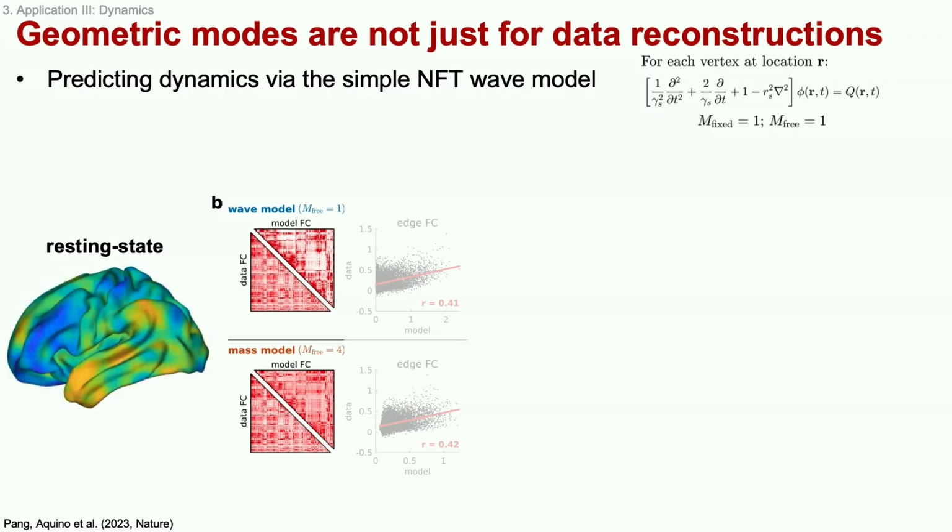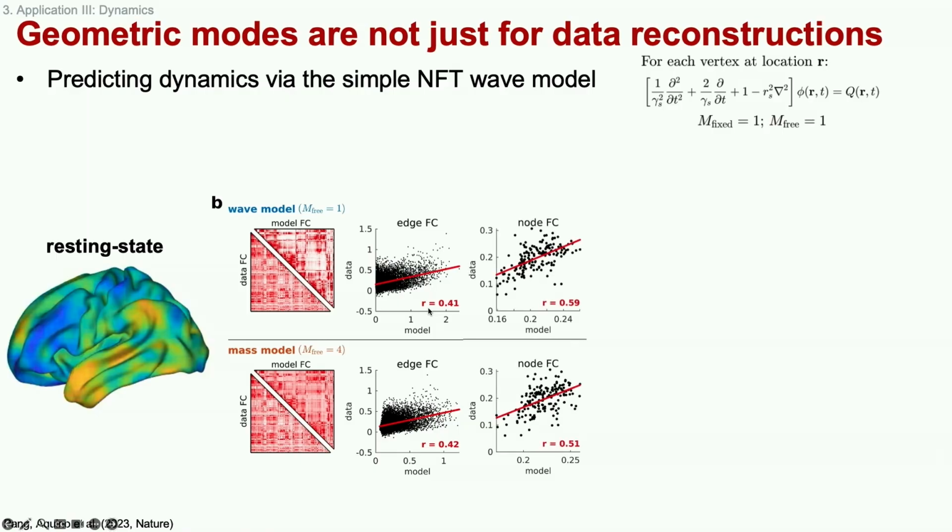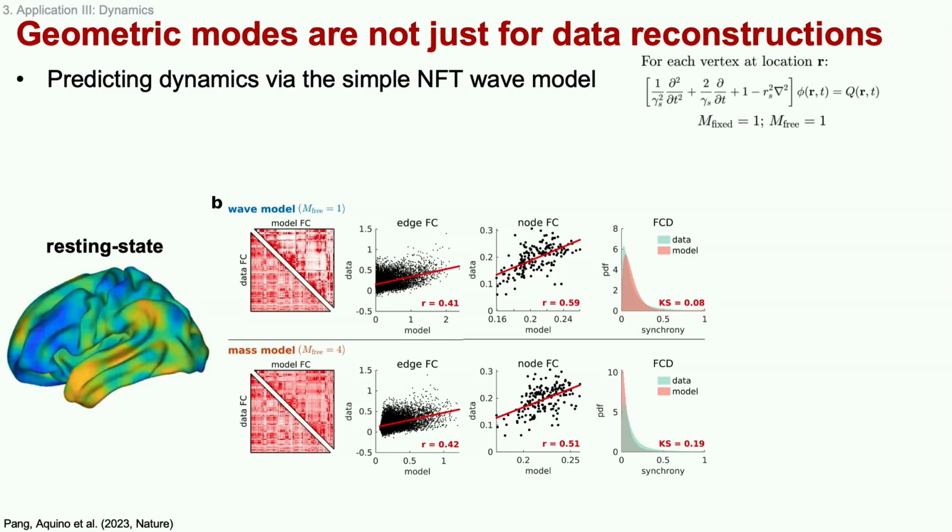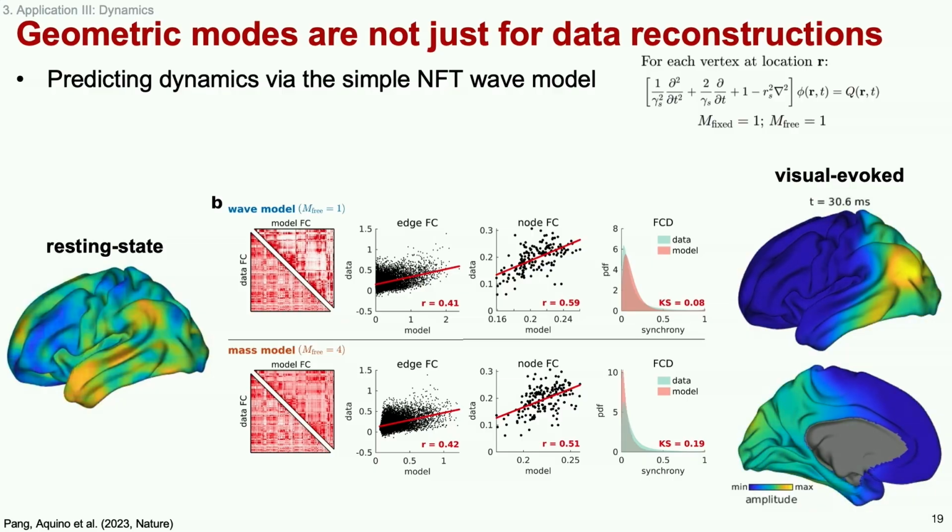You can do that in various ways. Say, if you look at how I reconstruct every single edge of that functional connectivity, it performs almost equally to other competing models. You can look at it from a node FC level, so you just take the average of the FC, and we can find that the simple wave model performs quite well. You can also look at more complex measures such as the functional connectivity dynamics, or FCD, and you can see that it also performs quite well. You can also model not just resting state dynamics, but also some simplified visual evoked activities, as being shown here.